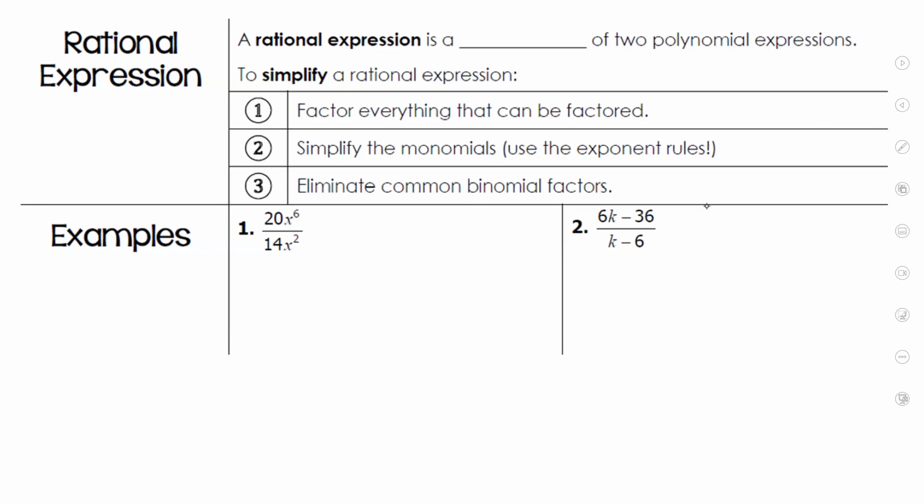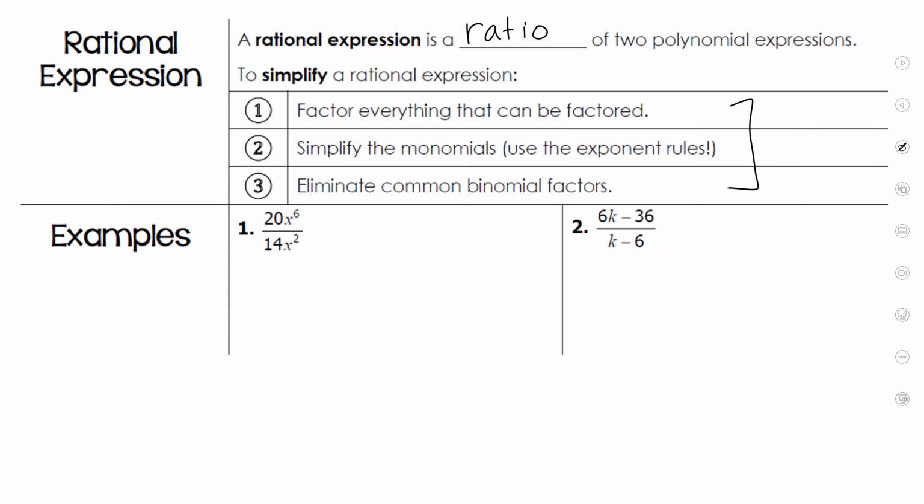Okay, so today we're going to simplify these rational expressions. A rational expression is a ratio of two polynomials. And these are the steps that we're going to use to simplify them. If you can factor, you're going to factor. If you have monomials, you're going to use the exponent rules.